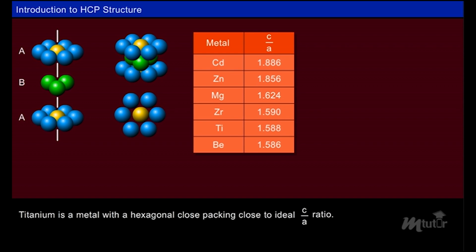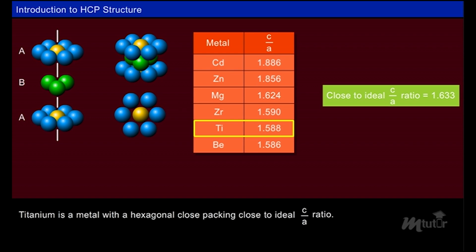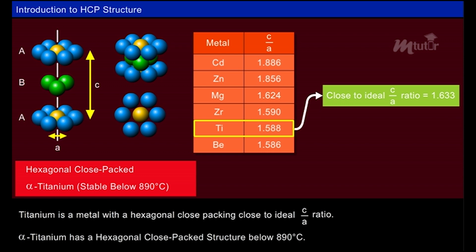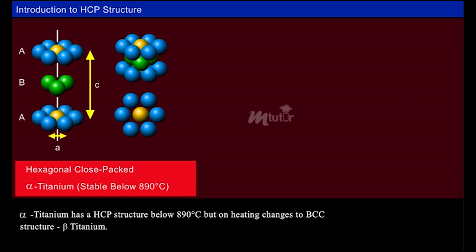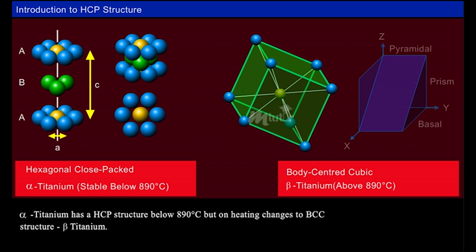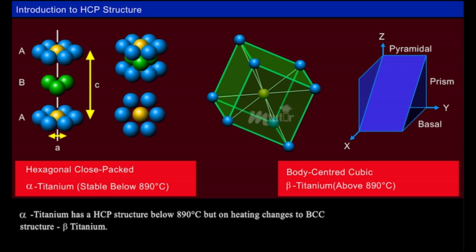Titanium is a metal with a hexagonal close packing close to ideal C by A ratio, or in other words, the length to edge parameter is nearly ideal. At a temperature of 890 degrees Celsius, which is called alpha phase, it has a hexagonal close pack structure. However, on heating, the phase changes to beta phase with a body-centered cubic structure. This is a more ductile phase with a greater number of slip systems, used widely.